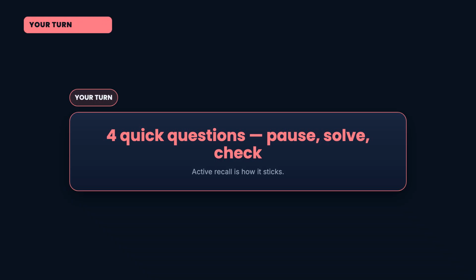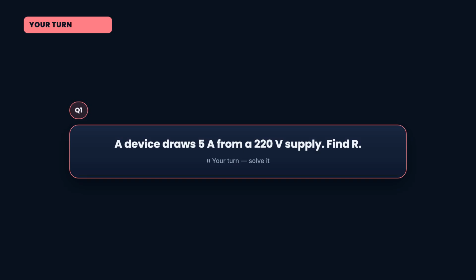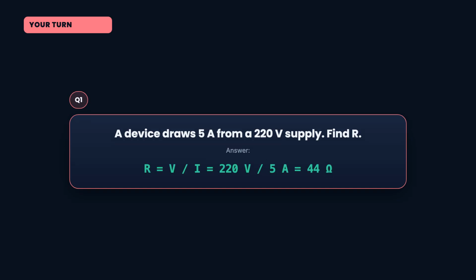Now your turn. 4 quick questions in the CBSE style. Solve each one yourself, then check your answer. This active recall is how it truly sticks. Question 1. A device draws 5 amperes from a 220-volt supply. Find its resistance. R equals V by I, 220 by 5, which is 44 ohms.